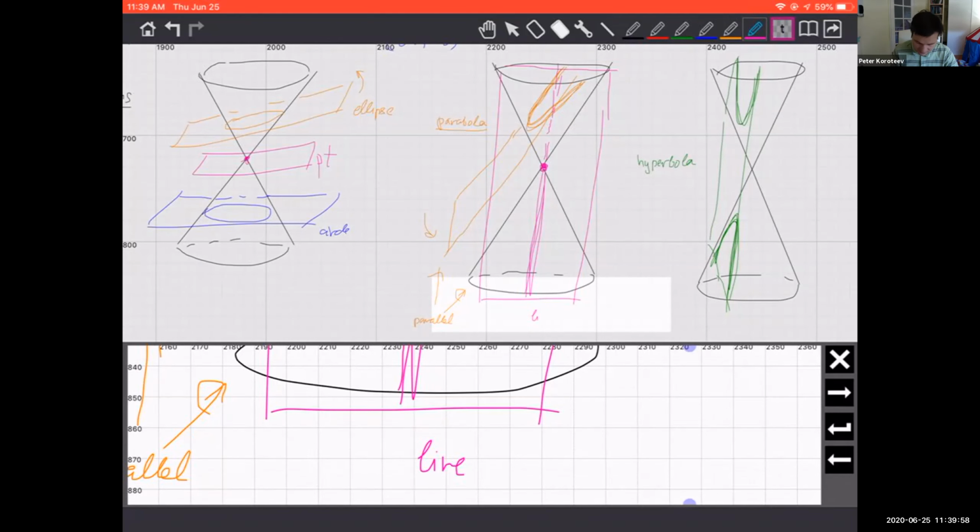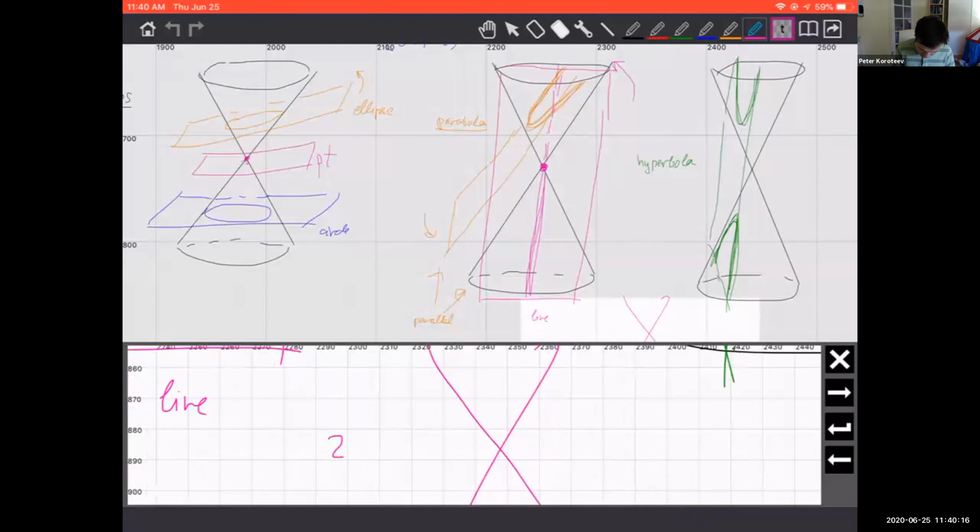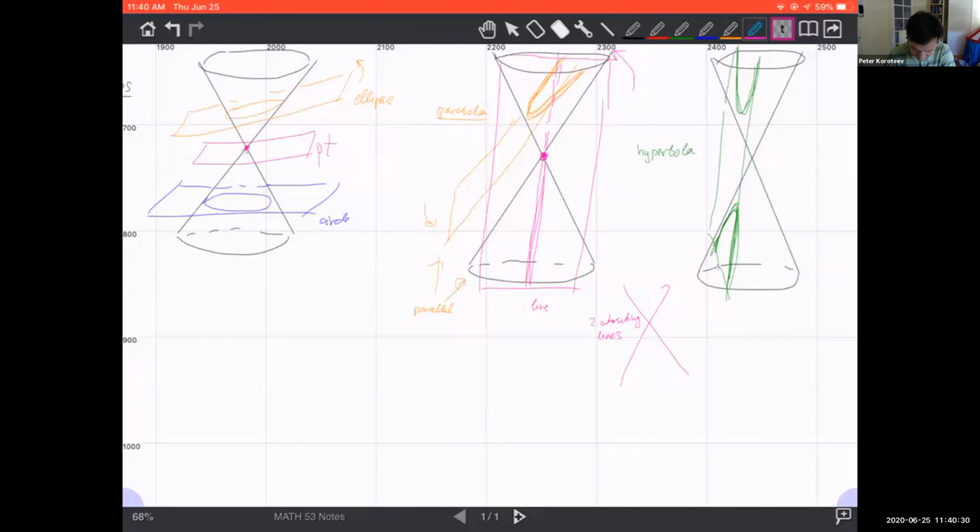Intersecting lines. Yeah, that's right. Once we know this, it's easy to make. You can take the same plane and tilt it up a little bit, and then we'll have a pair of lines. We have two lines like this. Line or two intersecting lines. Yeah, that's right. So I think that's it. It's a point, line, two lines, hyperbola, parabola, circle, ellipse.